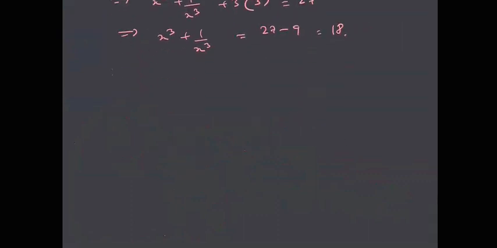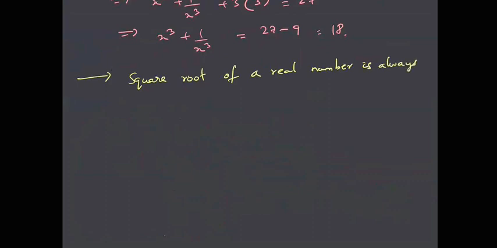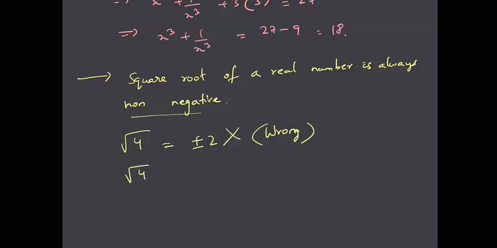Yes. So now let us discuss one more important thing, that the square root of a real number is always non-negative. Square root of a real number is always non-negative. So it is a very important but very basic concept. So sometimes you just ignore it, and for example, say you have root 4, you write it as plus minus 2. So this is wrong. Okay. Root 4 is equal to 2 only, because the square root of a real number is always non-negative.